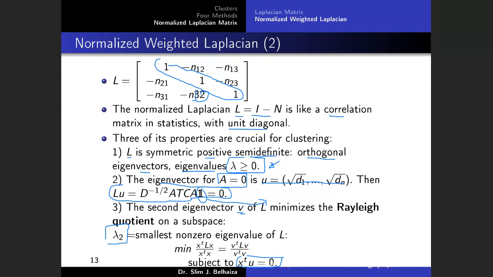So normally with K-means, we much prefer to work with a normalized weighted Laplacian than with the weighted Laplacian or with the normal Laplacian. So that's it. As promised, I will add a small example on how to implement that and how to run things.